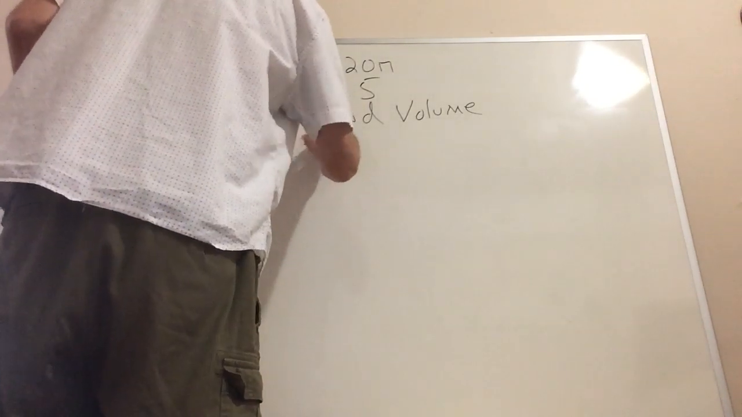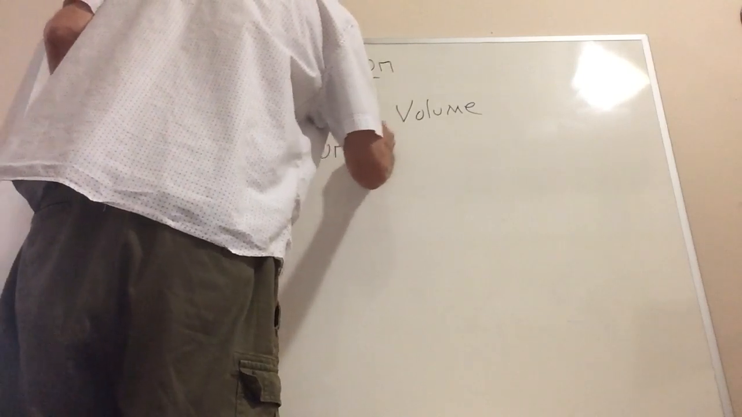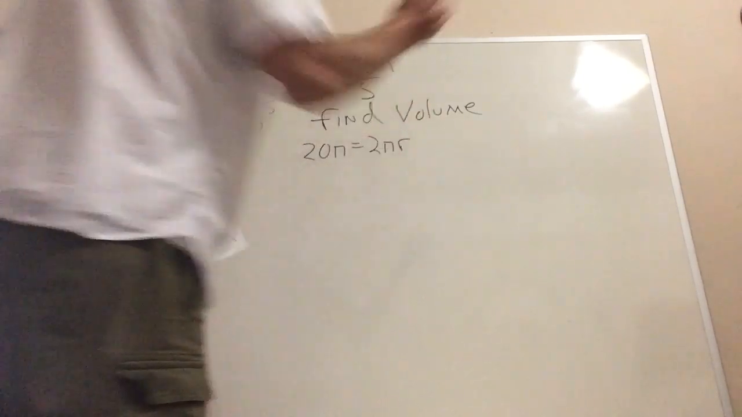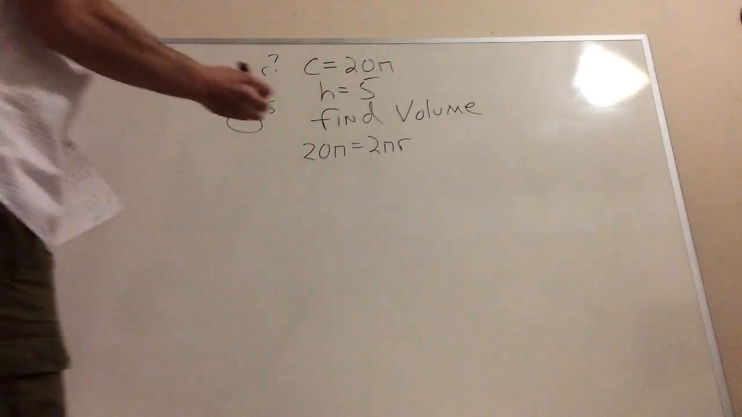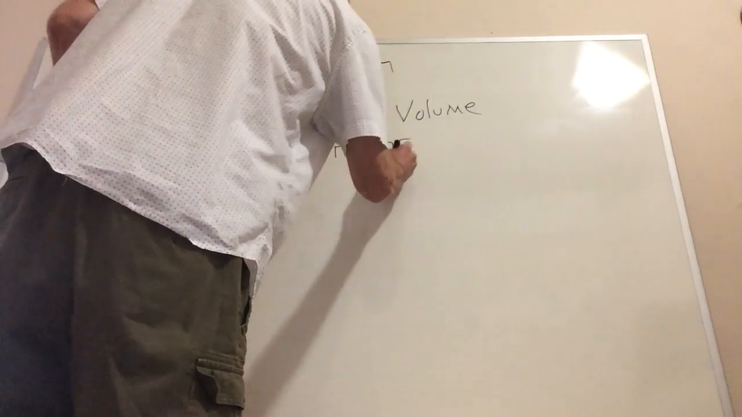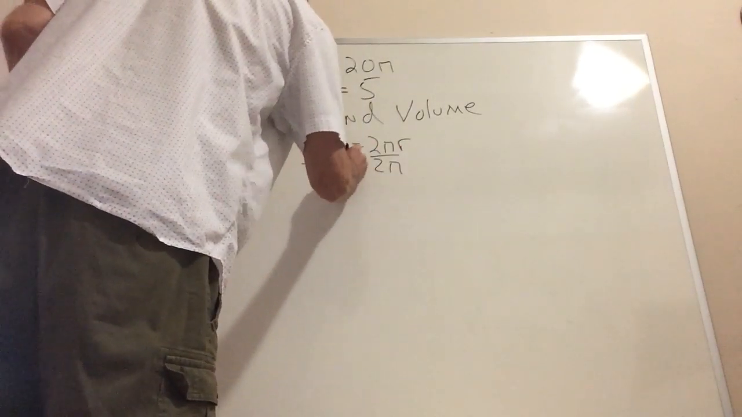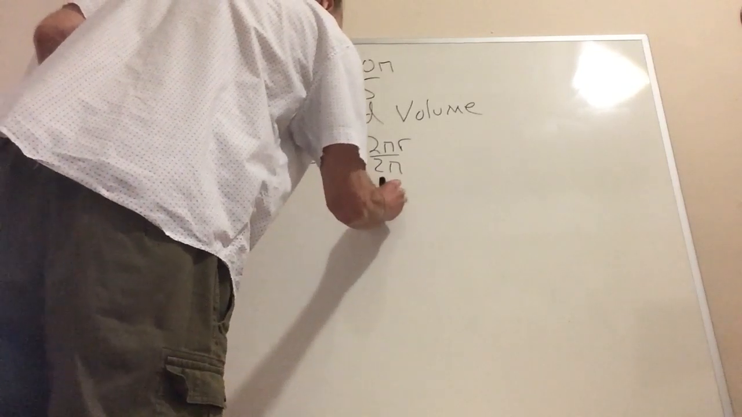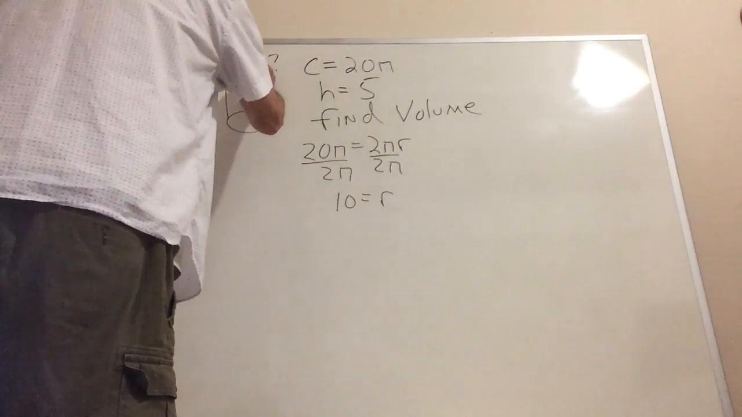So 20 pi equals 2 pi r. I just did that 2 seconds ago. Most of you get the good idea there. I divide both sides by 2 pi, and r equals 10. That is, the radius now equals 10.